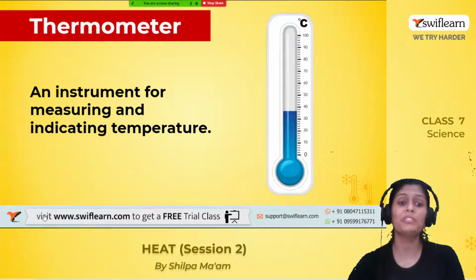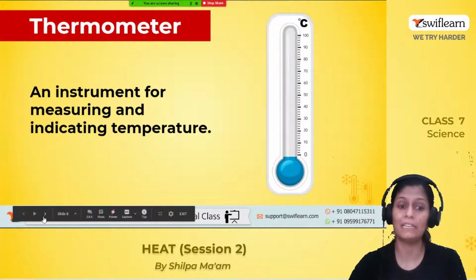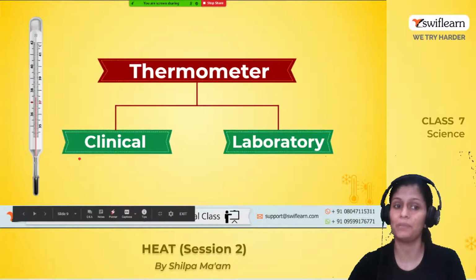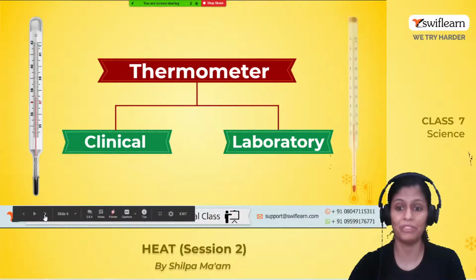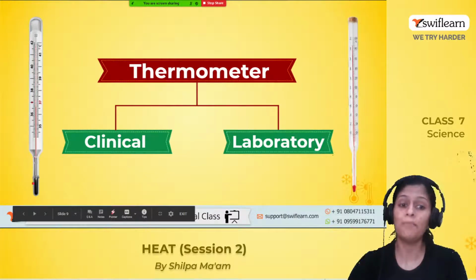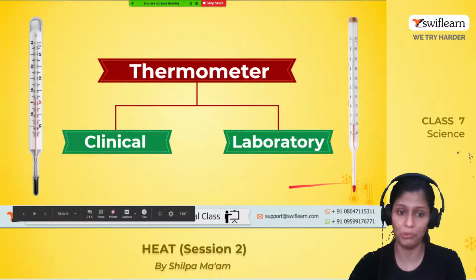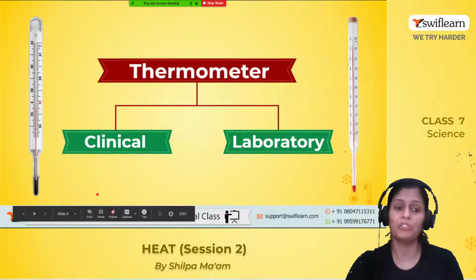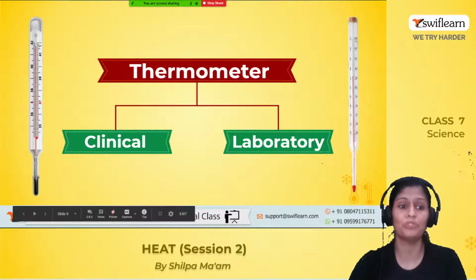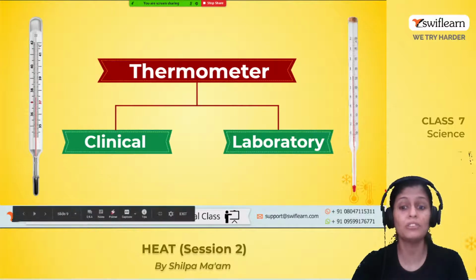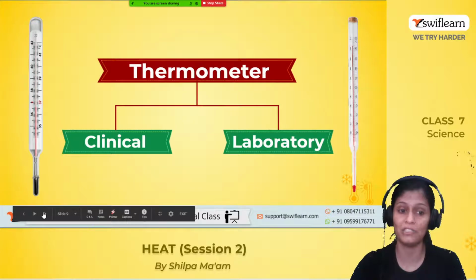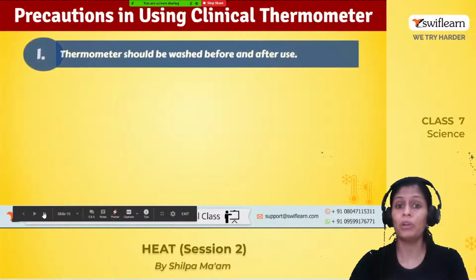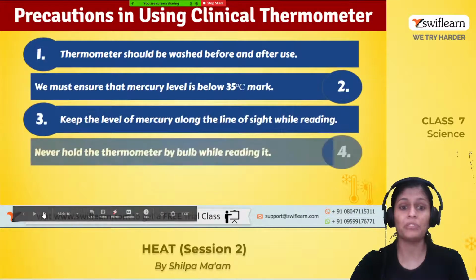Now, a thermometer is an instrument which is used for measuring and indicating temperature. There are two types of thermometers, clinical and laboratory thermometer. The stem of a clinical thermometer is relatively small as compared to the laboratory thermometer. Being small, it is used to measure a small range of temperature values, that is from 35 to 42 degrees Celsius. But in case of a laboratory thermometer, you can measure the temperature up to a range of 100 degrees Celsius.